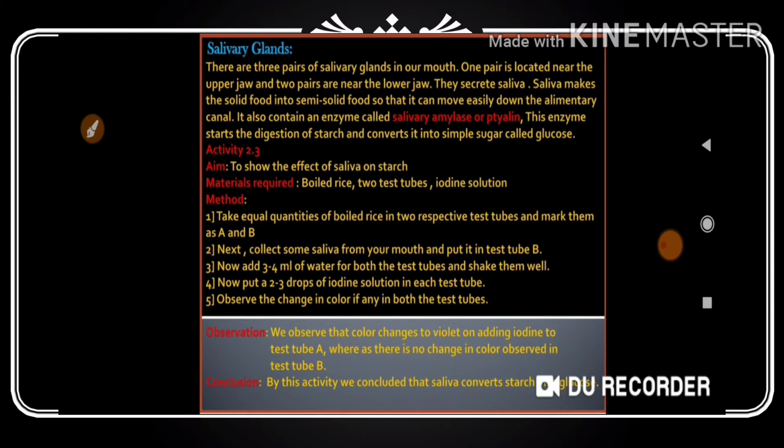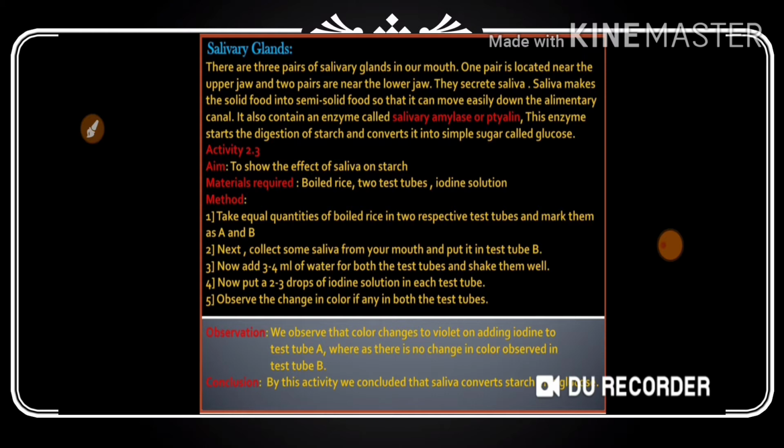Got my point? And here it also contains an enzyme called salivary amylase. This enzyme starts the digestion of starch and converts it into simpler sugar, we can call that glucose. What is the function of this saliva in the mouth? The saliva is released daily for a person, from 1 liter to 1.5 liters every day.